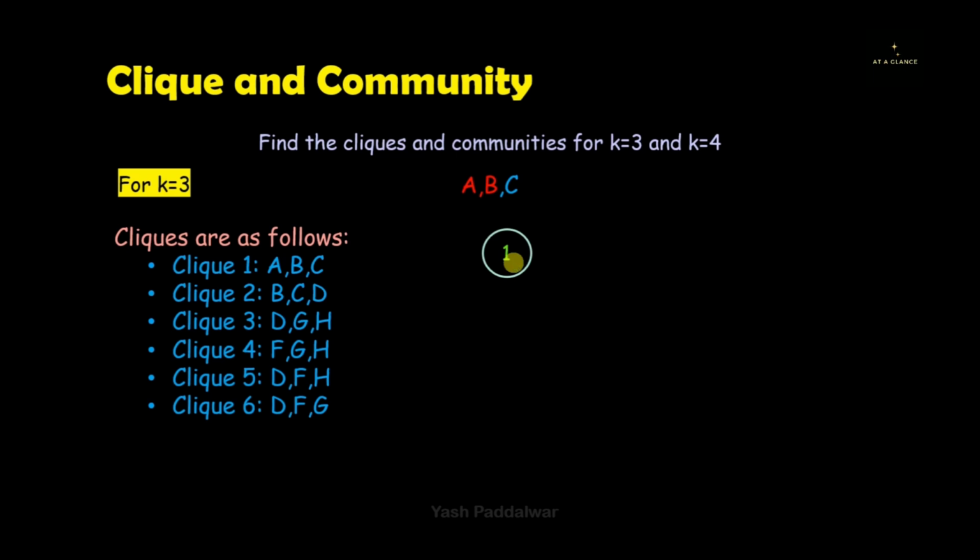Now let's check for another pair which is BC. So let's highlight it and check whether the pair BC is present in any of the other cliques. Clearly if you observe, you can see that in clique 2 we have one pair BC.